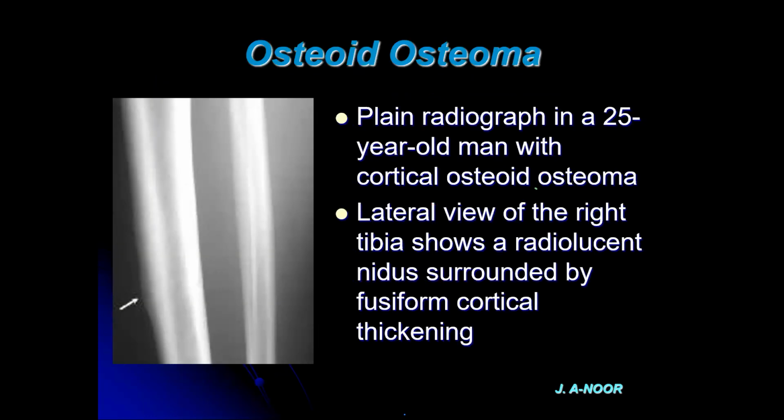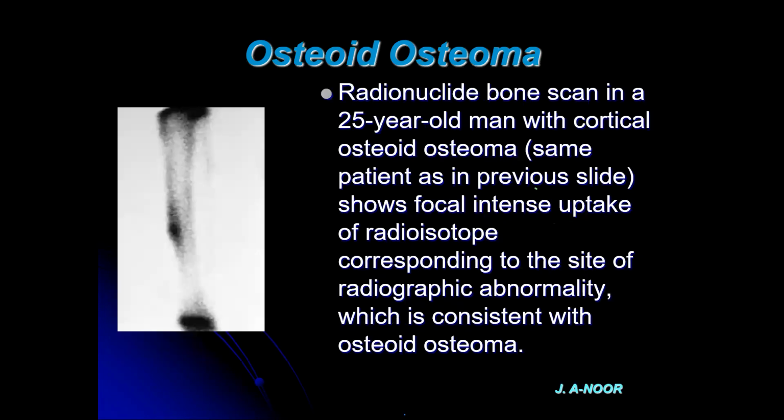This is a plain radiograph in a 25-year-old man with a cortical osteoma. The lateral view of the right tibia shows a radiolucent nidus surrounded by fusiform cortical thickening. Radionuclide bone scan. You see, we localized the lesion by a radionuclide bone scan in the 25-year-old man with cortical osteoma. It shows focal intense uptake of radioisotope corresponding to the radiographic abnormality, which is consistent with osteoma.